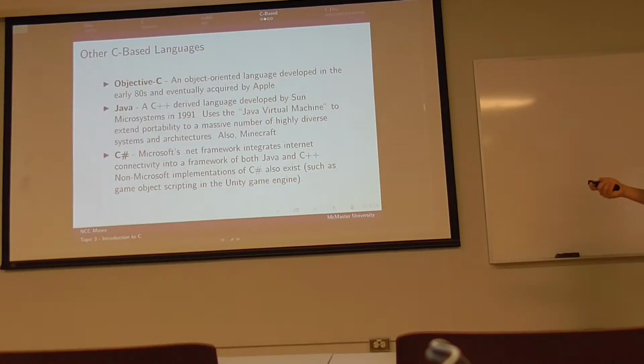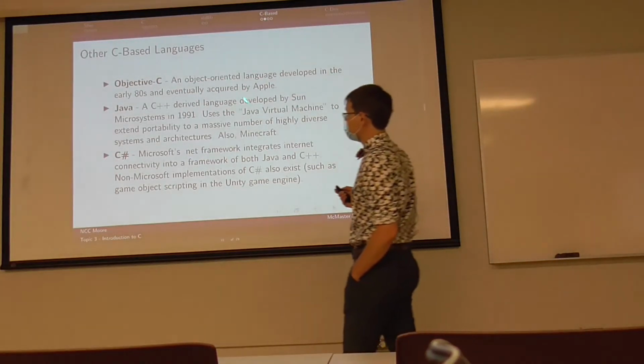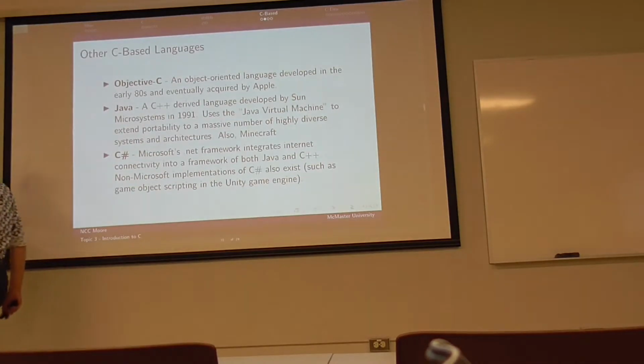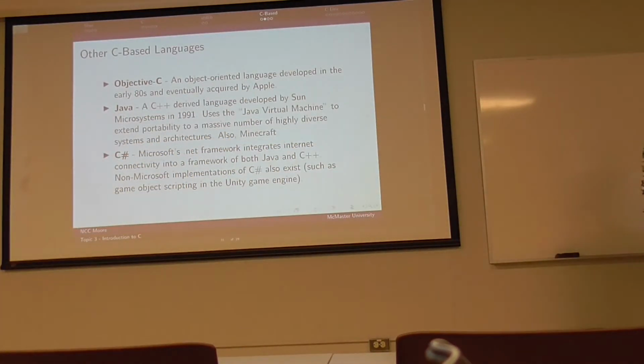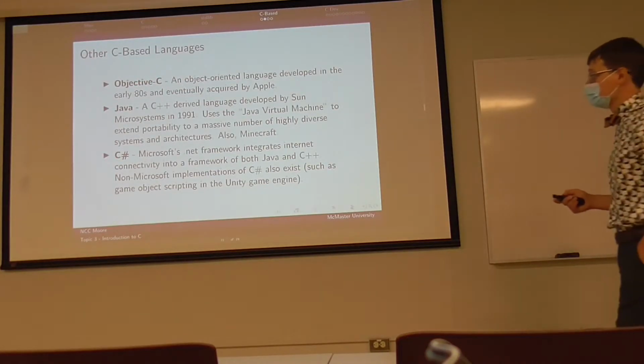Other C-based languages. Objective-C is an object-oriented language developed in the early 80s and eventually acquired by Apple, whereas C++ has remained mostly a Windows Linux kind of language. Apple, because Apple is Apple and Apple has to be different, decided to have their own version of C++, basically, which ended up being Objective-C. You know, it's C with objects, Objective-C. C++ kind of rolls off the tongue a little better.